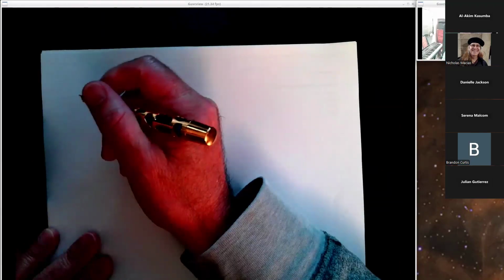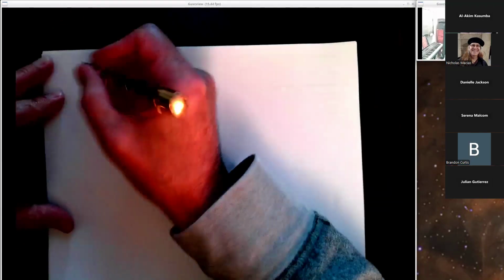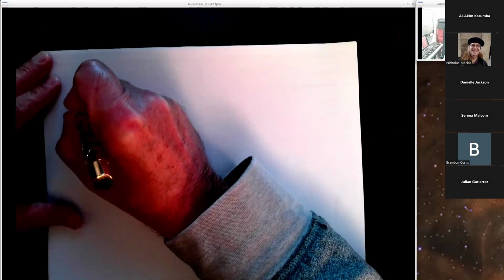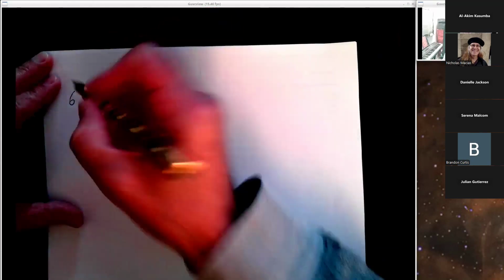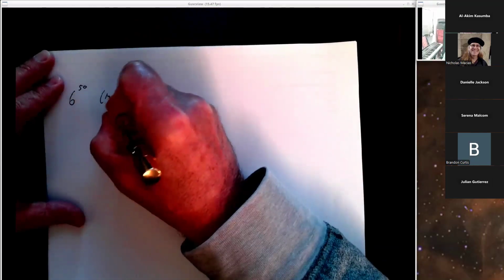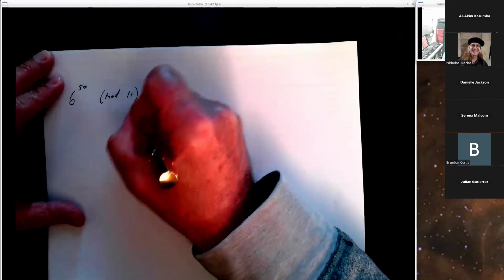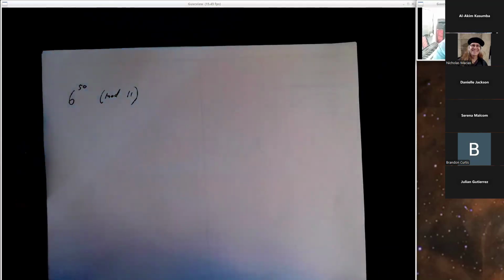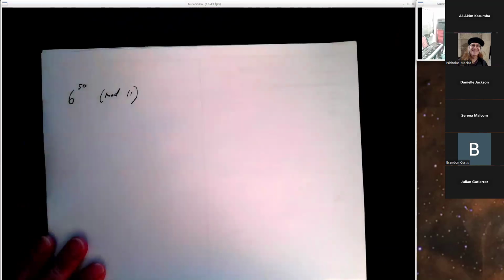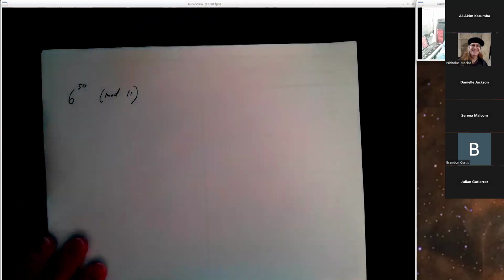All right, so let me have you work on one of those. Let's do 6 to the 50th modulo 11. So take a few minutes and use modular arithmetic. Try to come up with this answer modulo 11.